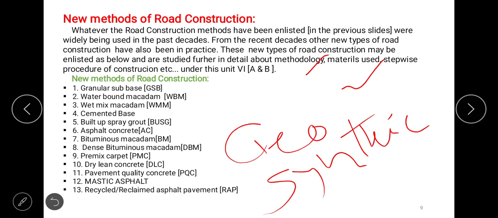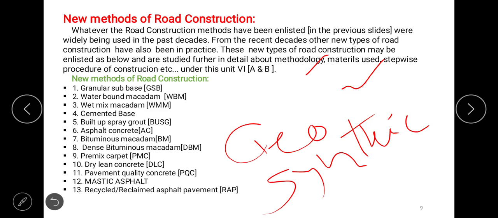The stepwise procedure of construction of these new types will be studied under this unit 6th A and B. What are those new methodologies or techniques which are being used in recent years? Granular subbase, known as GSB. Waterbound macadam, WBM, is a very old method. Wet mix macadam, WMM, is a modified method of WBM only. Cemented base, built up spray grout, popularly abbreviated as BUSG.